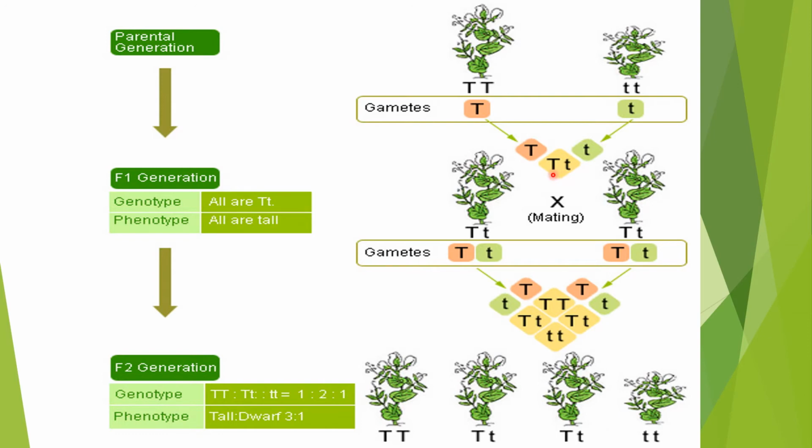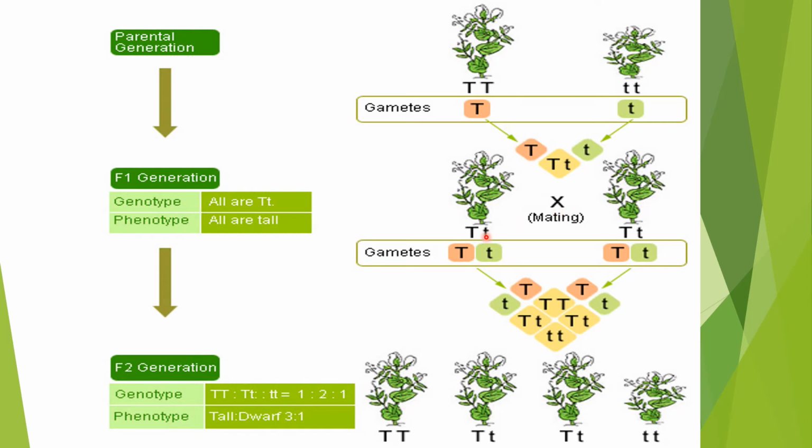Genotype is heterozygous tall. Heterozygous, why heterozygous? The reason is the alleles are not present in similar pairs but in dissimilar pairs. One capital T and one small t. So, these are all heterozygous tall plants. This generation of offsprings obtained as a result of crossing between the parental generation is called first filial generation or the F1 generation.